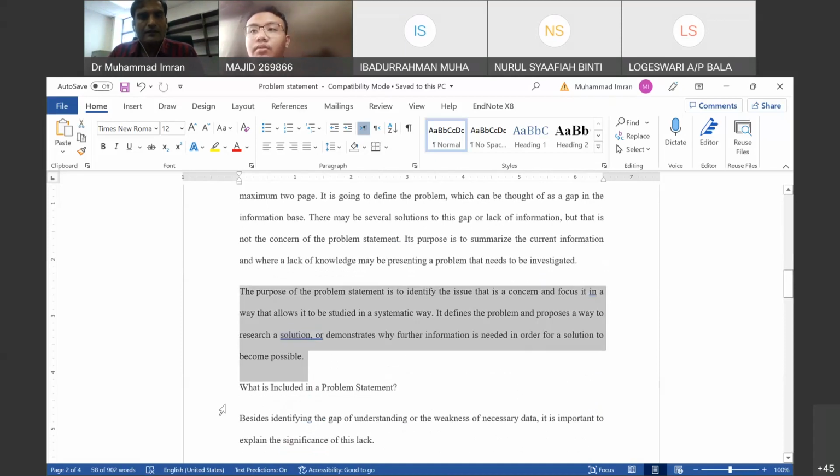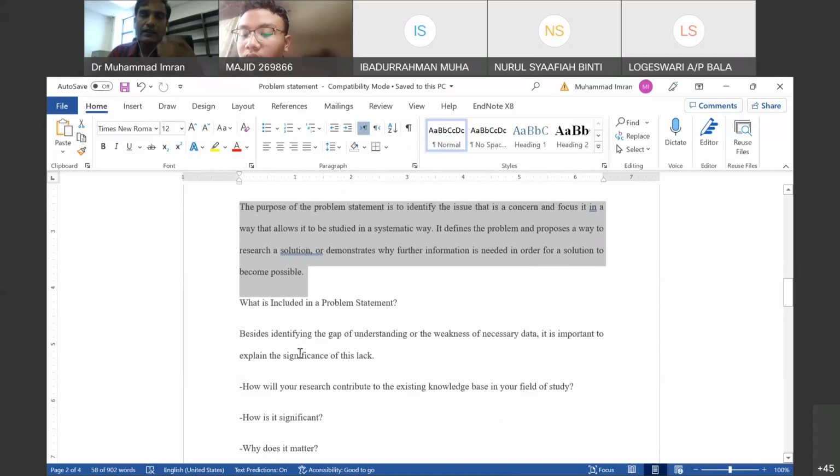The purpose of the problem statement is to identify the issue that is a concern and focus it in a way that allows it to be studied in a systematic way. Systematic way means research, to conduct the research. It defines a problem and the purpose, a way to research a solution. Solution for what? Obviously, a solution for the problem which you find or are facing. Or it demonstrates why further information is needed in order for a solution to become possible. Okay, second point.